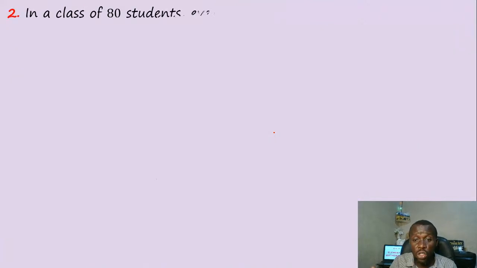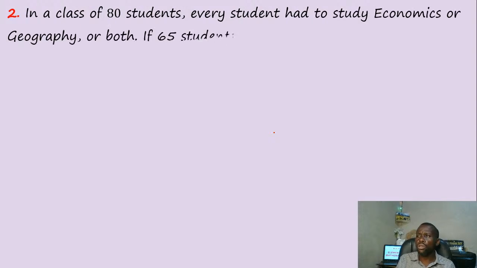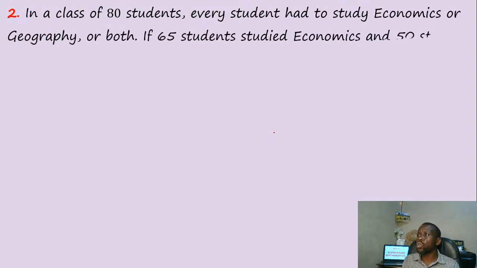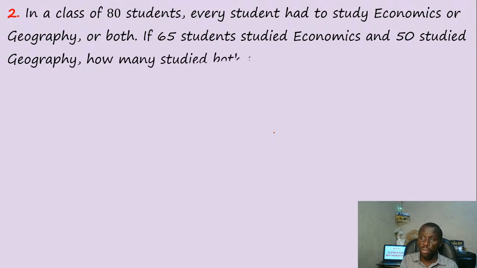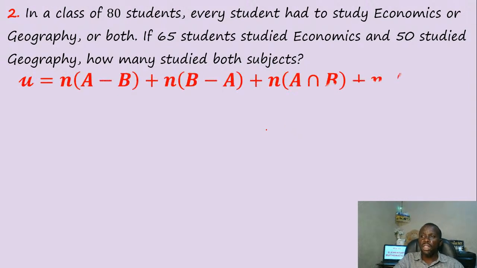Okay, for those that just joined, I will use this one. In a class of 80 students, every student had to study economics or geography or both. If 65 students studied economics and 50 studied geography, how many studied both subjects? In this case, if you still use that formula, remember geography and economics, it has to be G and E, right?